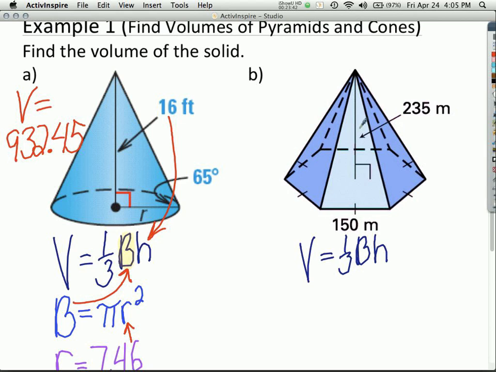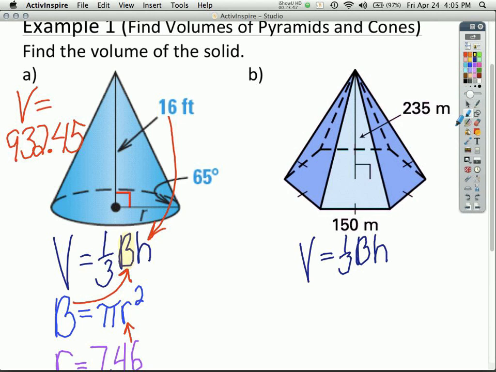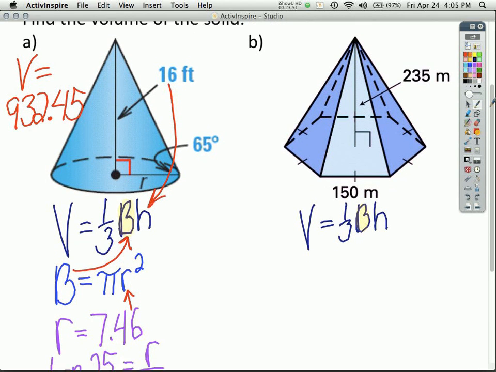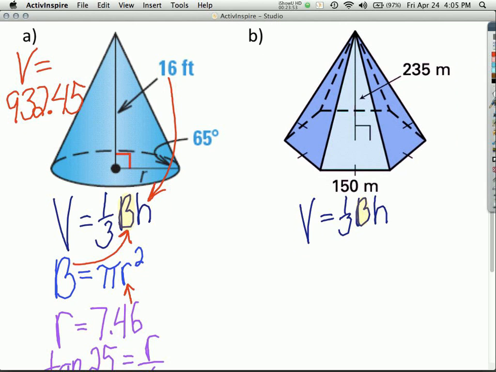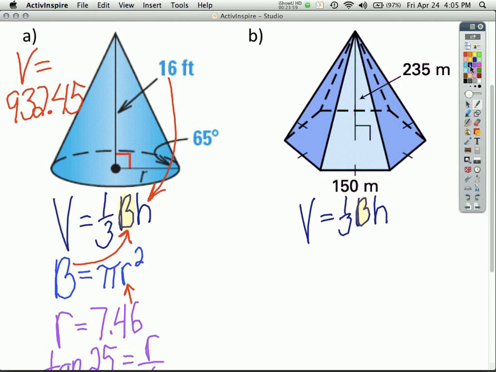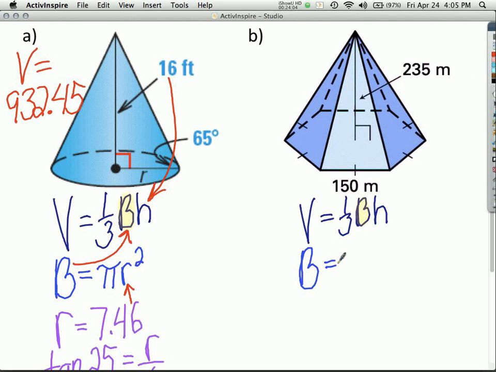We have the height, so we need big B again. This time it's a hexagon. So how do we find the area? Remember, big B is an area. How do we find the area of a regular polygon? How do we find the area of a regular polygon? We got 2 people who know it, 3 people who know it, 3.5 people who know it.